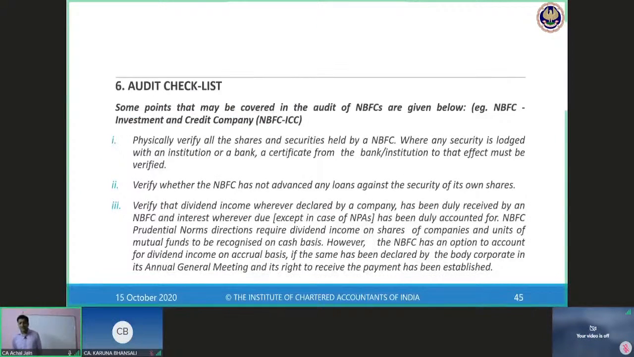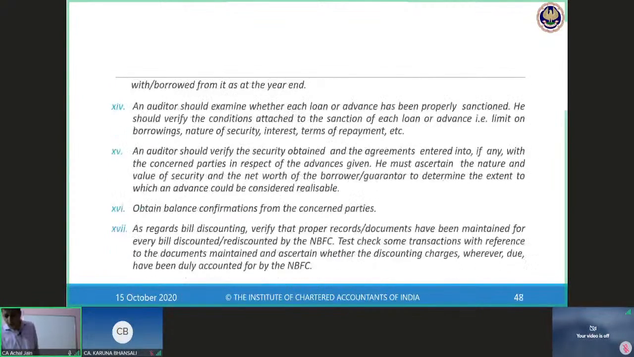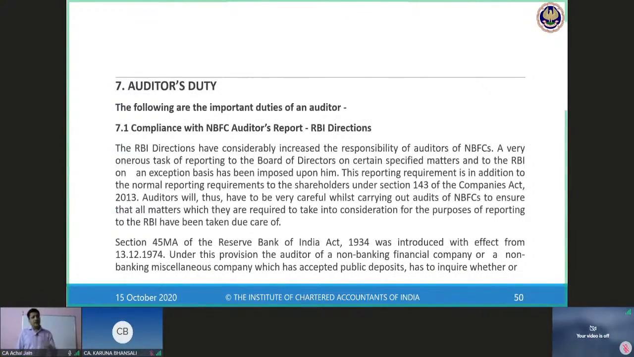So now we have this checklist which captures the points which may be covered in relation to audit of NBFCs. These are some of the generic points on which you can just have a look. We'll cover all of these procedures separately as we move forward. But this checklist will help you understand what procedures you can plan in respect of any type of NBFC.